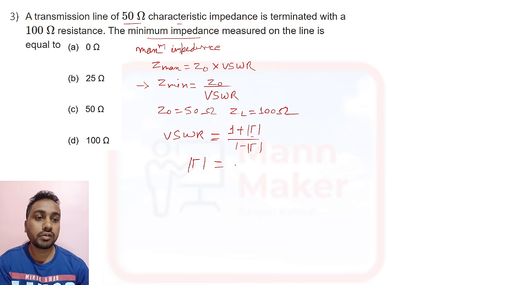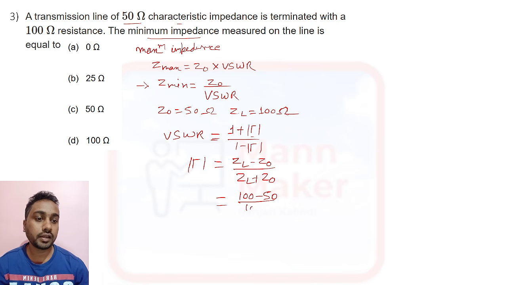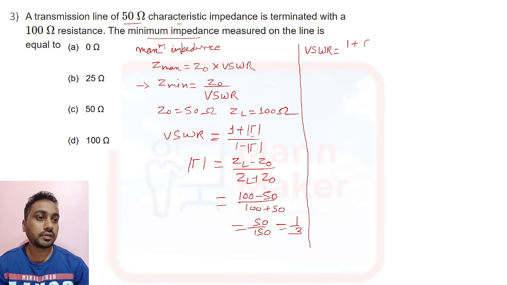The reflection coefficient is equal to ZL minus Z naught divided by ZL plus Z naught. That is 100 minus 50 divided by 100 plus 50, which is 50 divided by 150, and this is 1 by 3. Now we got the value of the reflection coefficient, so we can easily calculate VSWR.